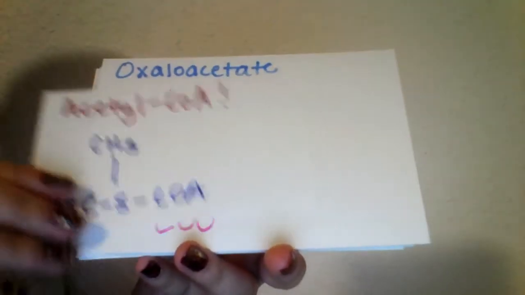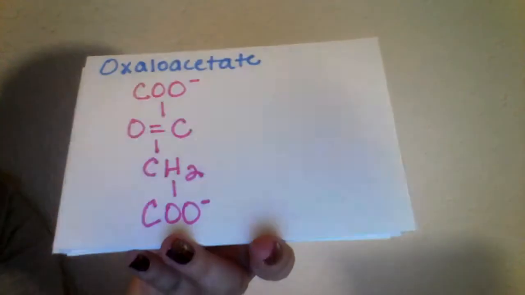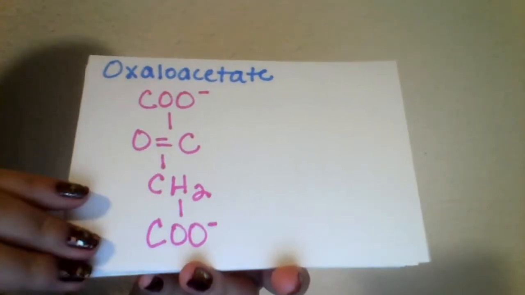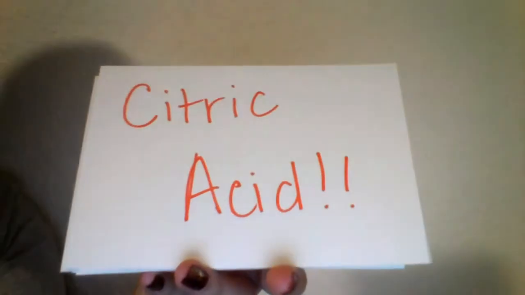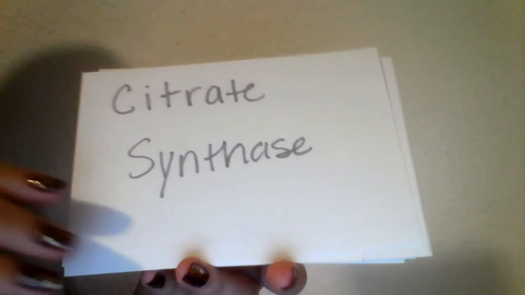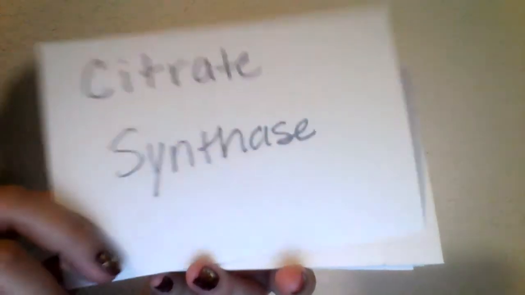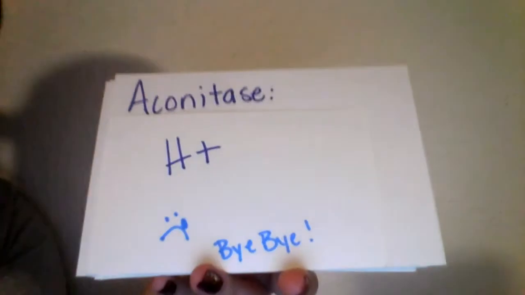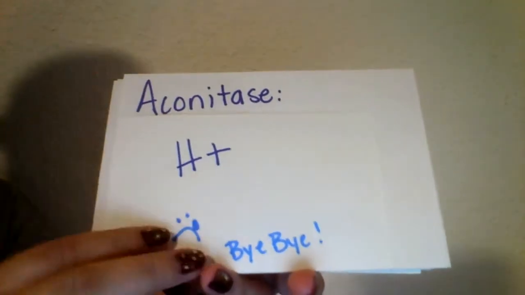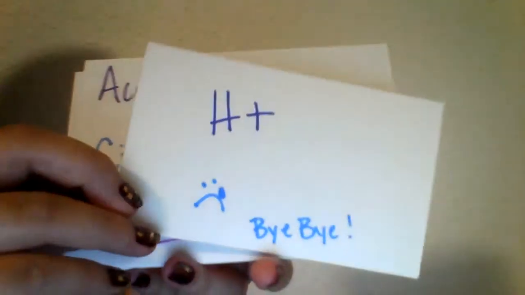For this first round of the Krebs cycle, you need 1 acetyl-CoA with 1 oxaloacetate to create the citric acid. This process is catalyzed by citrate synthase, which is an enzyme that speeds up that process. It is important to note that in this process you lose a hydrogen ion, or an electron.